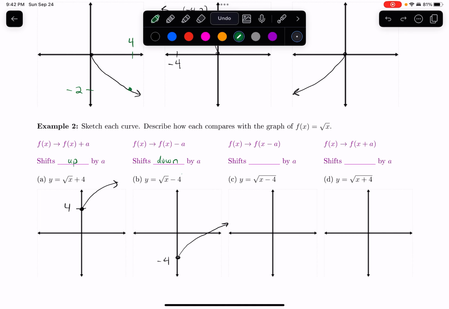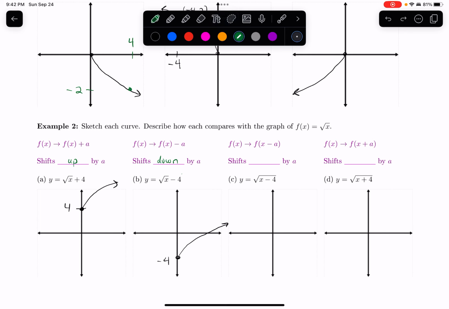The other type of thing that could happen is, what if the x that's inside of the formula gets replaced with an x minus 4, or an x plus 4, but that's happening inside of the function? Like right next to where the x was inside the function. I'm changing it to x minus something or x plus something inside the function.